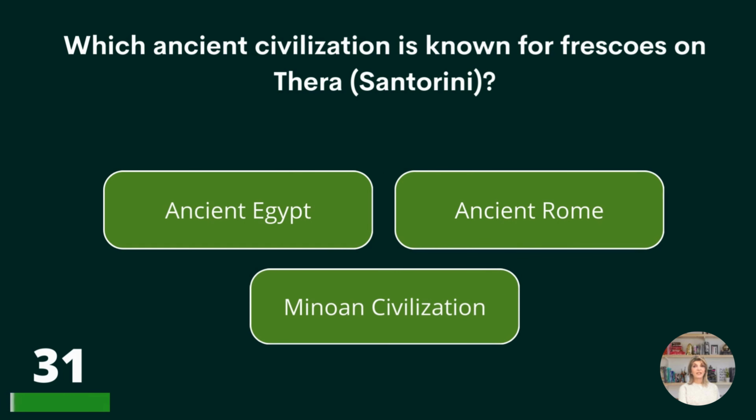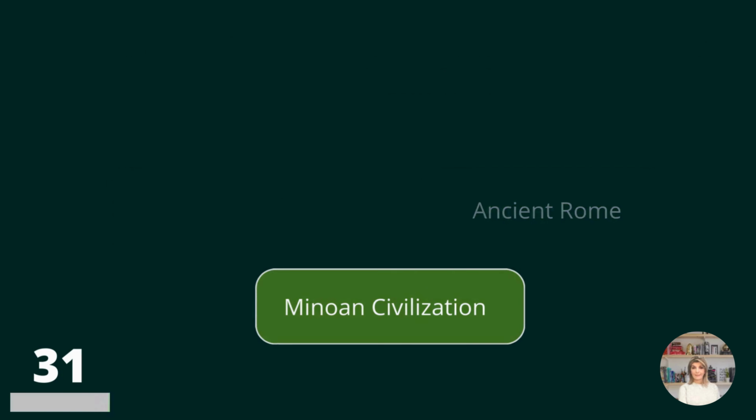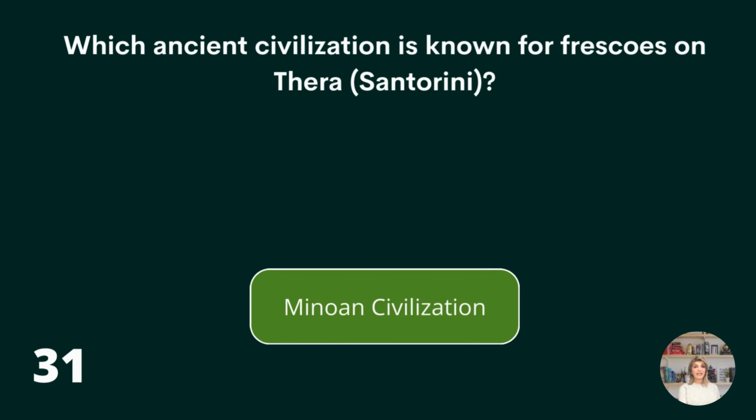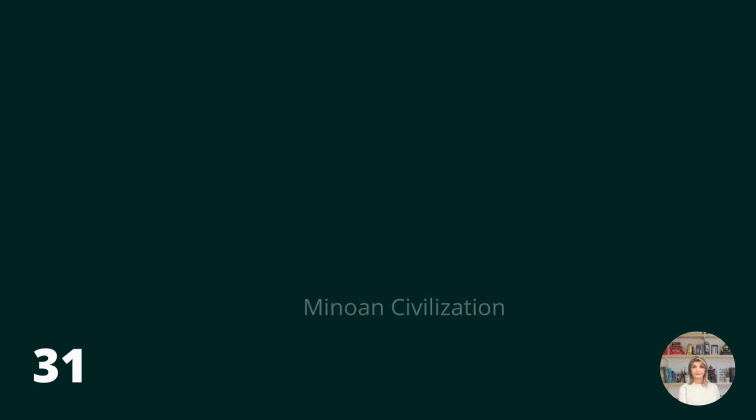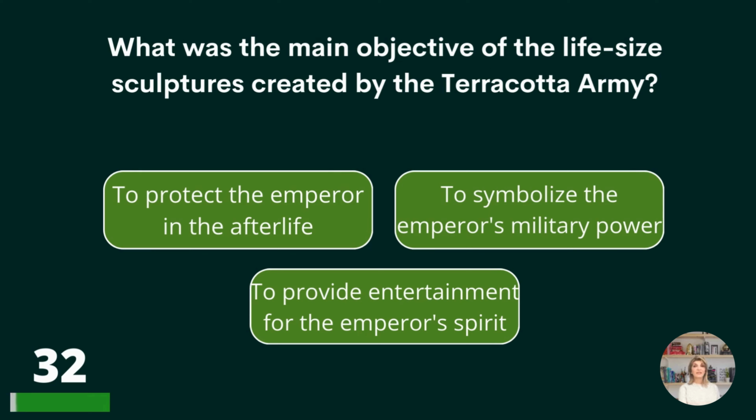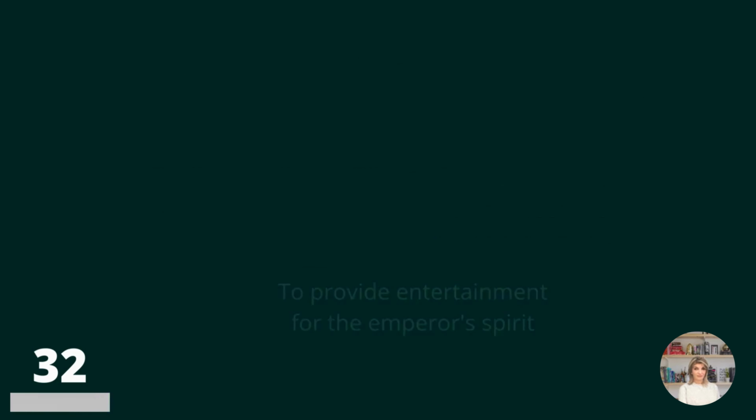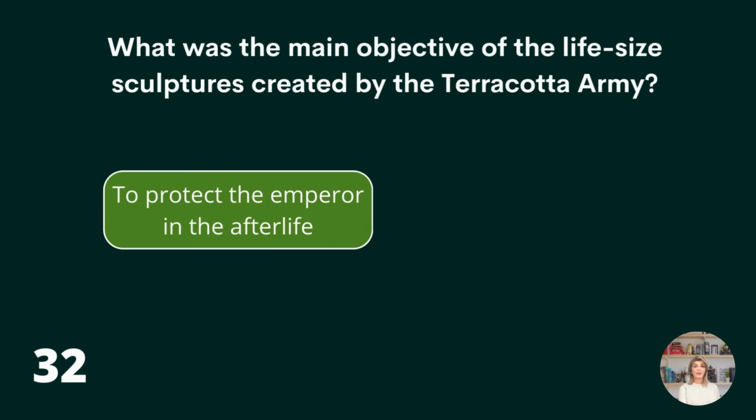Which ancient civilization is known for frescoes on Thera in Santorini? Ancient Egypt, ancient Rome, or the Minoan civilization? The Minoan civilization. What was the main objective of the life-size sculptures created by the Terracotta Army? To protect the emperor in the afterlife, to symbolize the emperor's military power, or to provide entertainment for the emperor's spirit? To protect the emperor in the afterlife.